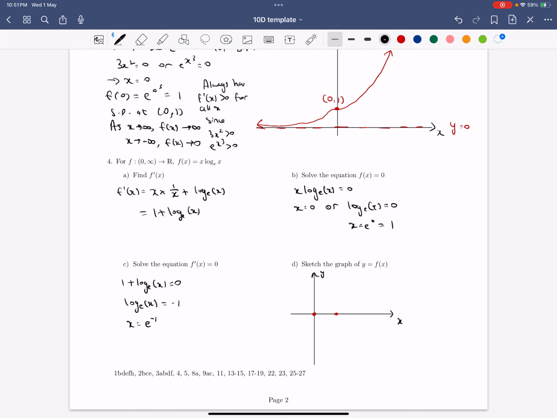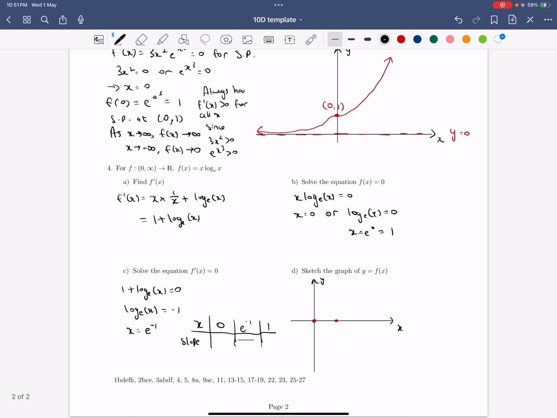So how do we know what's the nature of the stationary point? Well, we can just sub in 1 point to the left and 1 point to the right of e to the minus 1. So let's do the nature of the stationary points test. So we've got 0, e to the minus 1, 1. So you know the slope at e to the minus 1 is 0. If you sub in 0 into f dash of x, you get 1 plus log e of 0, which is 1 plus 1. Oh, no, sorry. If you sub in 0... Oh, hold on a second. Give me 1 sec to think about this.